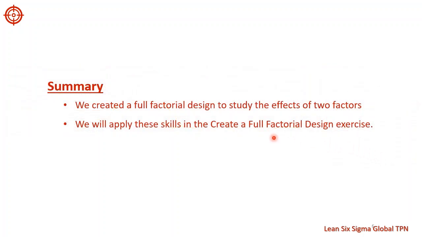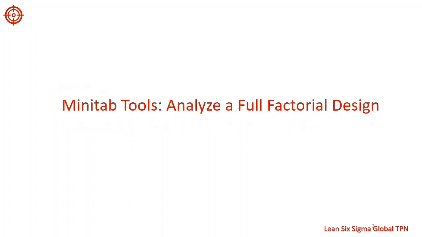Okay, so very easy, right? So in this activity, we walked through the steps in Minitab to create a full factorial design. To determine how primer type and spray pressure affected paint adhesion, we'll apply what we've learned using different data in the create a full factorial design exercise. Okay, so now let's see how to use Minitab to analyze a full factorial design.